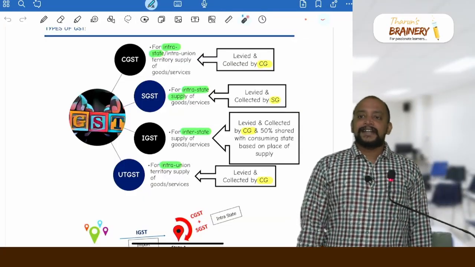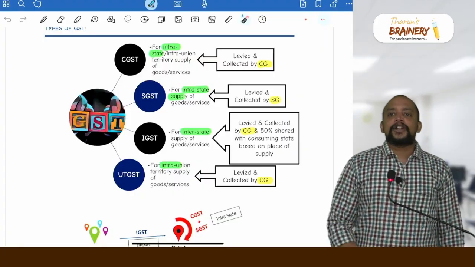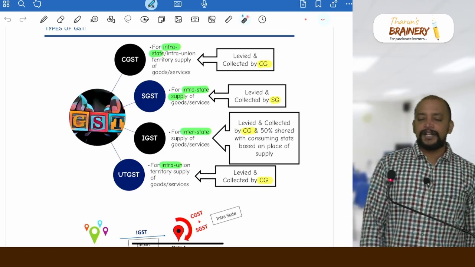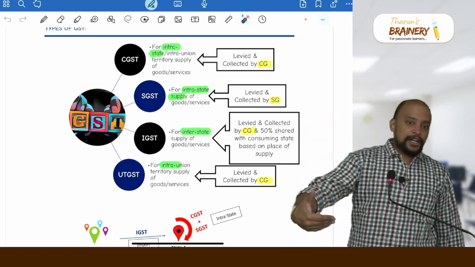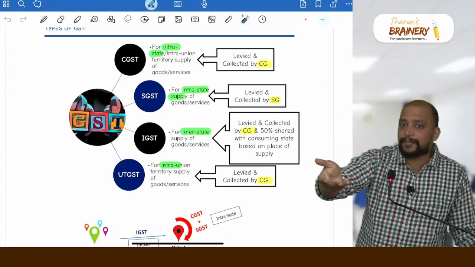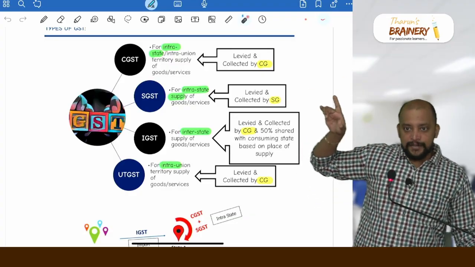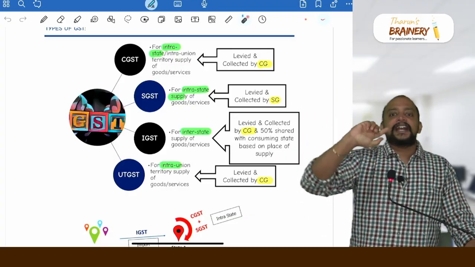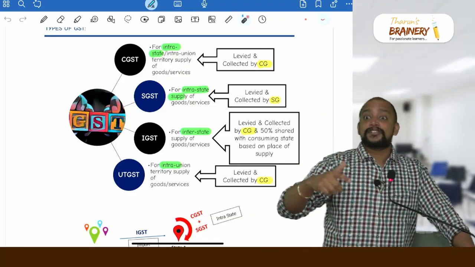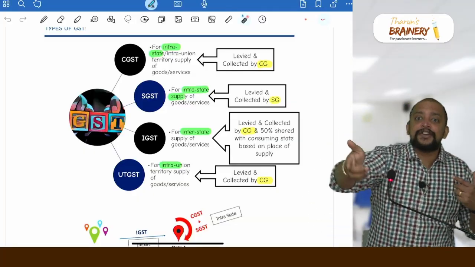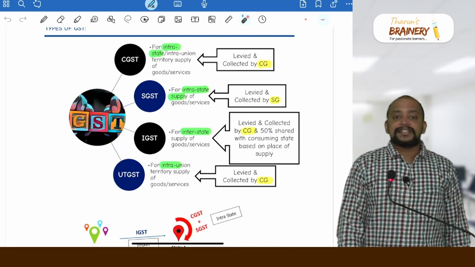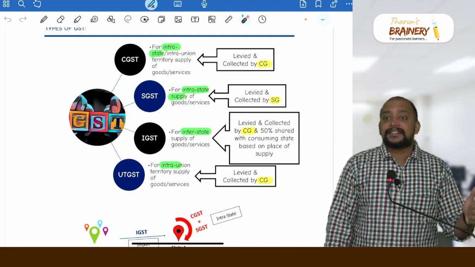That's why they say 50% of the IGST should not be retained by the central government; they should give it to the consuming state based on place of supply. For example, listen carefully: location of supplier Tamil Nadu, place of supply Karnataka. So it's an interstate supply. I will pay IGST to the central government. What will the central government do? 50% they will retain, and the remaining 50% they will give to which state? Tamil Nadu or Karnataka? Karnataka, based on place of supply. They will not give it to the originating state, they will give it to the consuming state. That's the reason GST is called a destination based consumption tax.